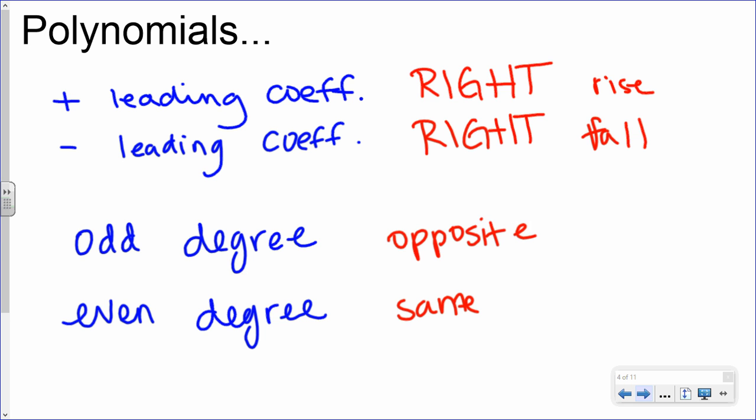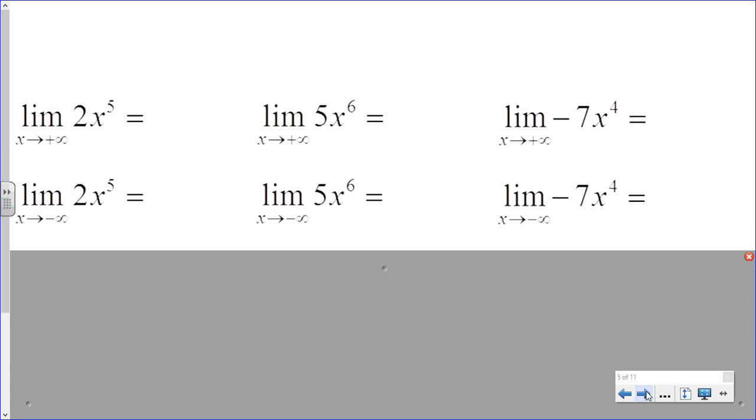Okay? I want you to think about the leading coefficient test when I give you a polynomial and I'm asking you for a limit towards infinity or negative infinity. If I'm asking you for a limit towards infinity, I'm asking you what is happening on the right side of your polynomial. If I'm asking you for a limit towards negative infinity, what's happening on the left?